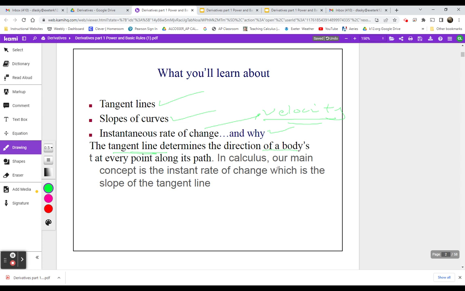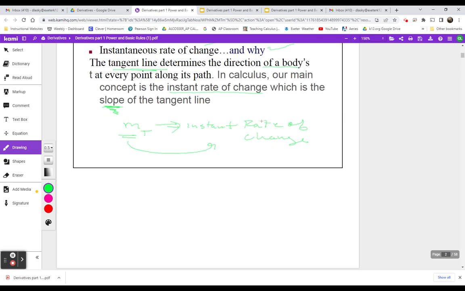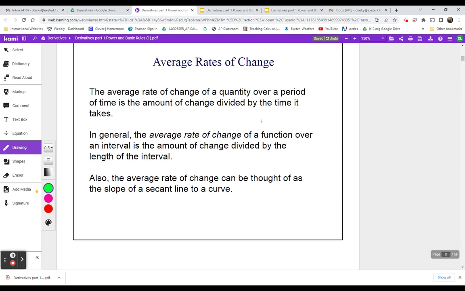certain path. So in calculus, our main concept is instant rate of change, which is the slope. So the rate of change is the same as slope. So the slope of a tangent line is the same as the instant rate of change. And you guys know all sorts of formulas for slope. So really, all we're covering is slope in this unit in different ways and new ways to find slope.